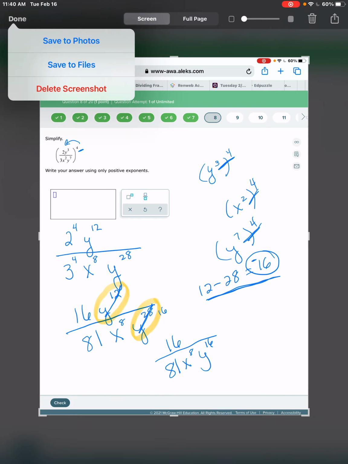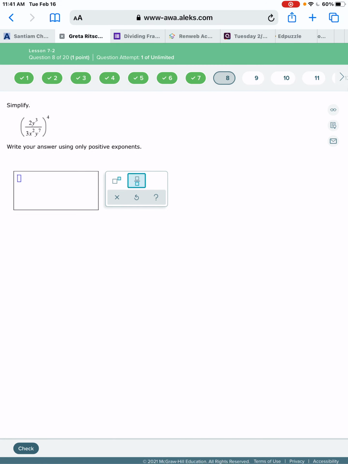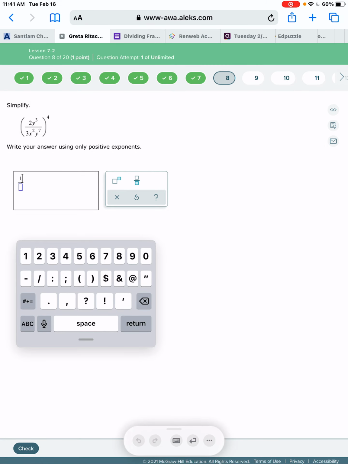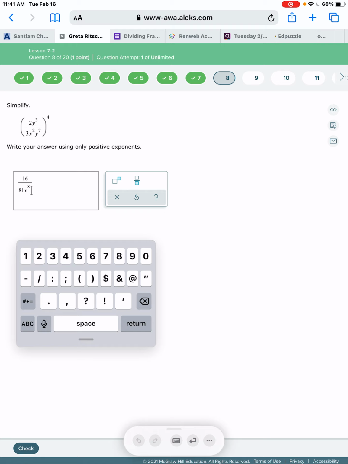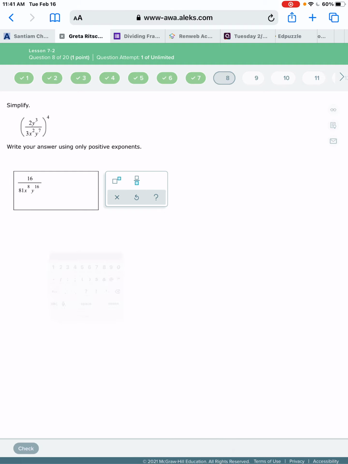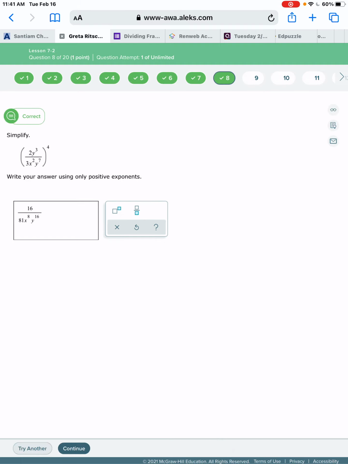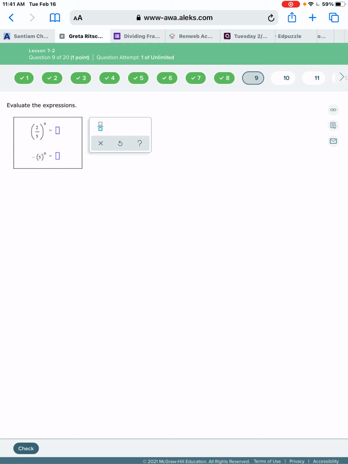16 over 81, x to the 8th, y to the 16th, if I remembered them right. There they are. It's a very unwise thing to delete your work before you enter the answer. That won't happen to you because you're writing this in your math notebook. All right, fun. This is an awesome problem.